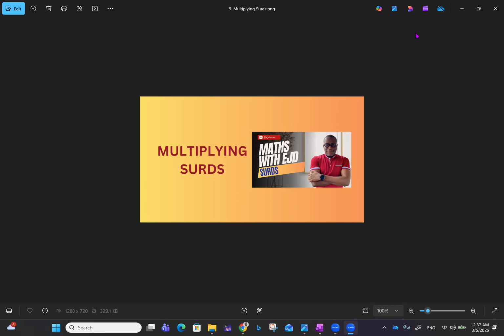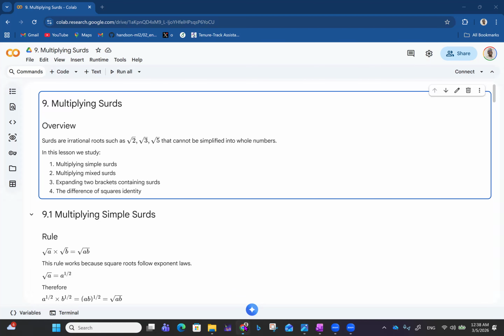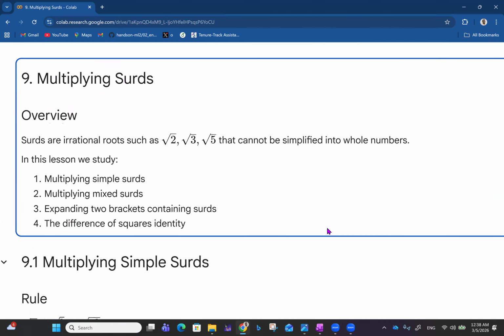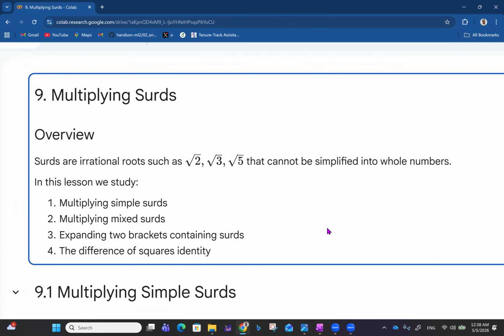Still talking about operations with surds, we now move on to multiplying surds, having considered addition and subtraction of like surds in the last video. Multiplying surds is what we look at now. Surds are irrational roots such as root 2, root 3, root 5 that cannot be simplified into whole numbers. We already know that.